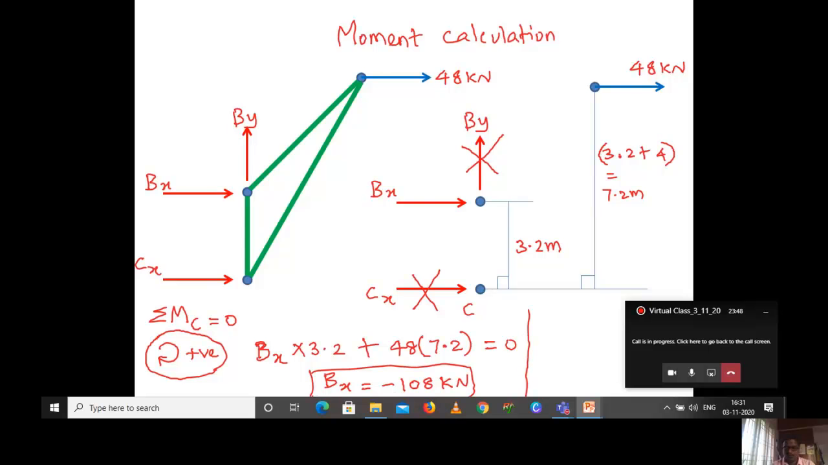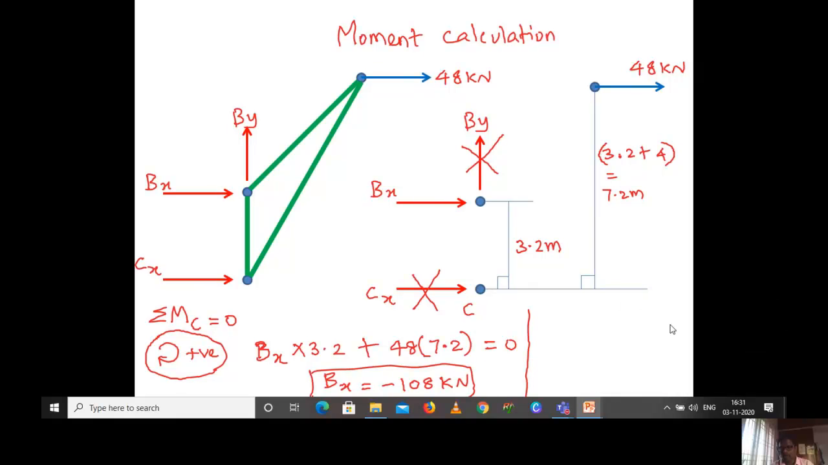So next one, after calculating the Bx value, now we can calculate the other parameter, that is Cx. Based on the first equation, please substitute the value of Bx in the first equation. You will get the Cx value. So whatever assumption we made in Cx is correct because we got the Cx value as 60 kilonewton. Okay, so we got Bx and also we got Cx now.